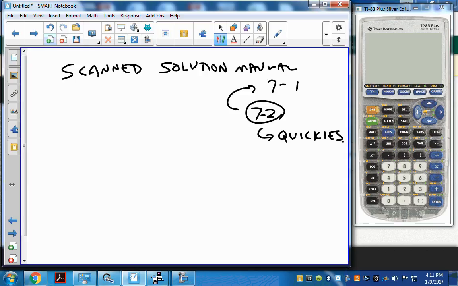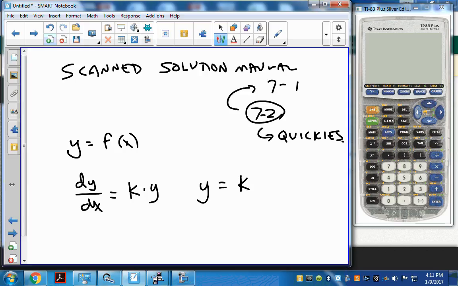But this video is going to be talking more generally about any function, y is f of x, where the derivative of the function is directly proportional to the function. Or you could say y is directly proportional to the derivative. Either way will get us to the right spot.